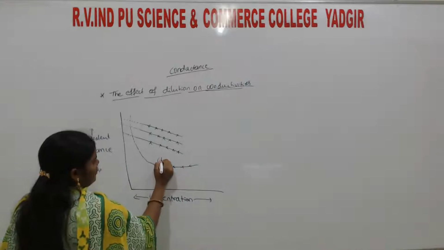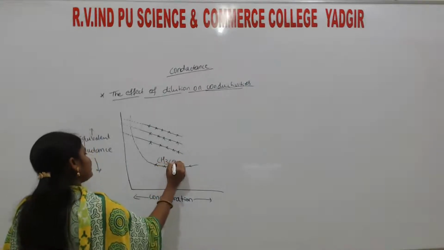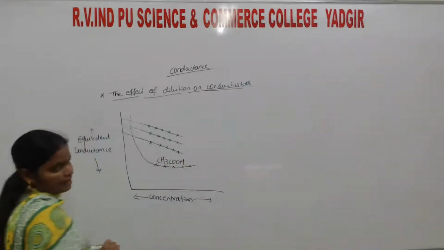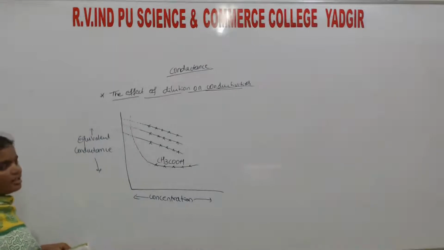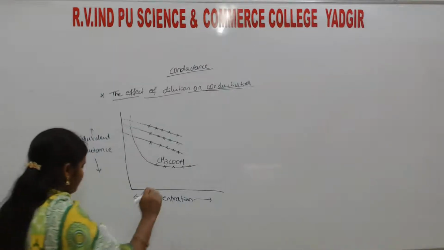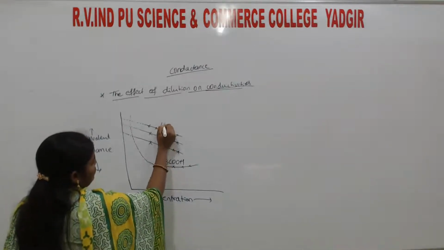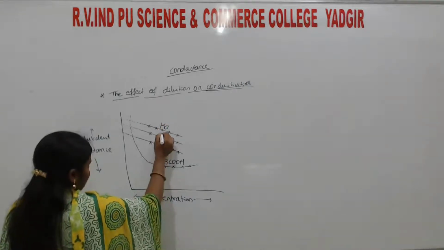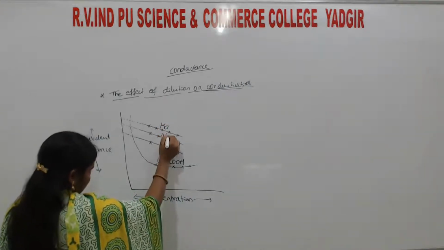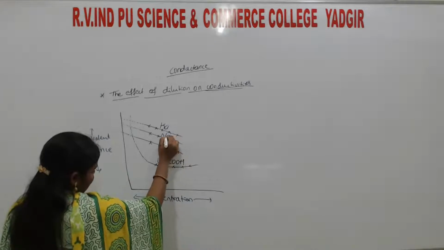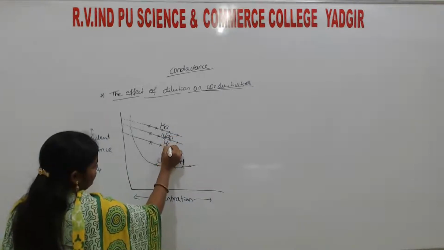This is acetic acid, a weak acid, CH3COOH, and here KCl, NaCl, and here HCl.